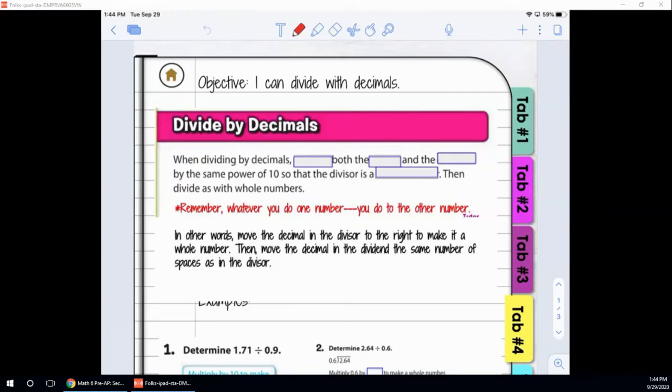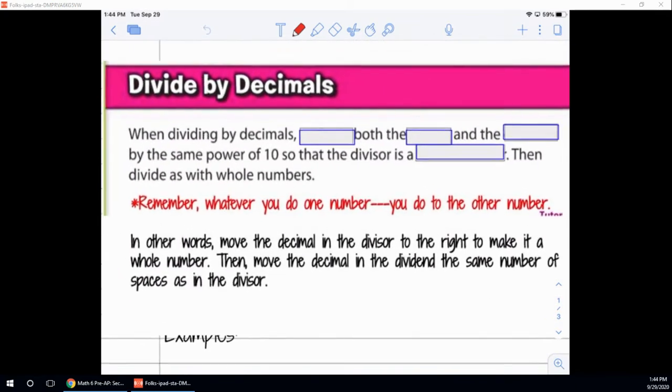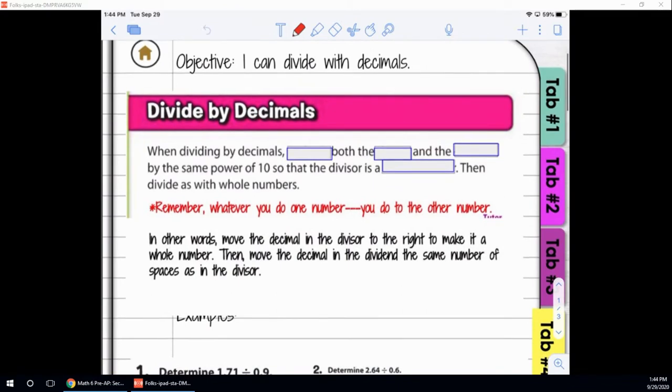All right, so we just finished up multiplying decimals and now we're going to be working on dividing decimals. When we're dividing decimals, there are some things we need to do similar to what we did when multiplying decimals, with moving the decimals. So we're going to talk about that today. The objective is: I can divide with decimals. Looking at these notes, either you printed them out or you can copy them down.